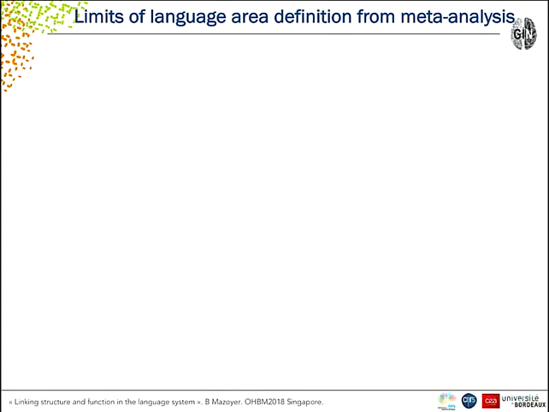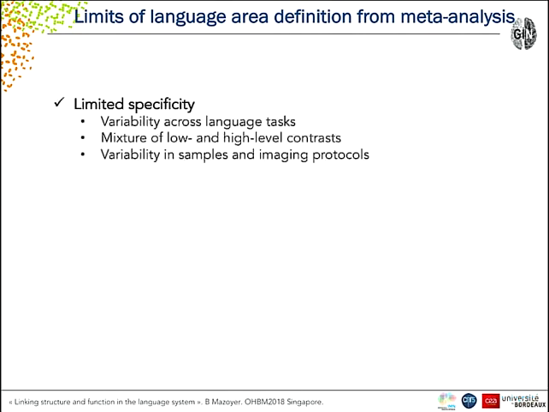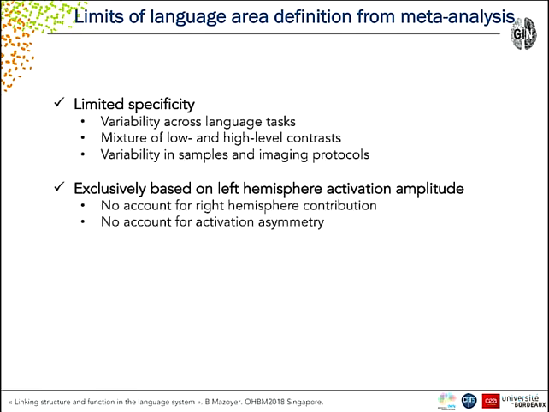First problem is, because you have all these different language tasks that are chosen by the different labs, you have a lot of dispersion. You have a mixture also of low and high contrast in the contrast map, and you have variability in samples and imaging protocols. The other thing is, everything I've shown you so far is just left hemisphere. So when people analyze language distribution and anatomy, they always look at the left hemisphere activation. Nobody's really looking at the symmetry.